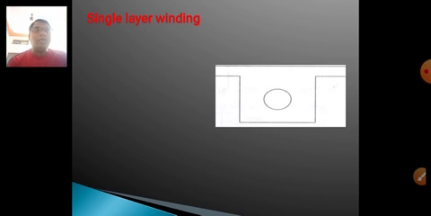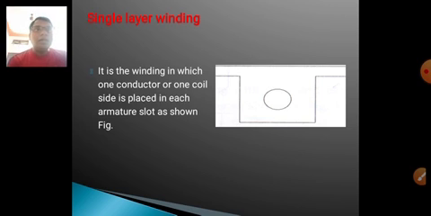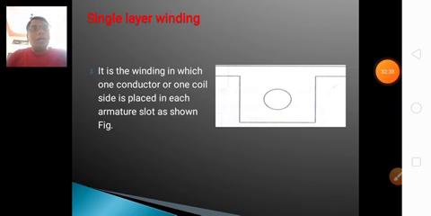Here, single layer winding means each slot contains a single layer of winding. Each slot contains only one coil side or conductor. It is a winding in which one conductor or one coil side is placed in an armature slot, and that is known as single layer winding. An armature slot containing a single conductor or coil side is known as single layer winding.